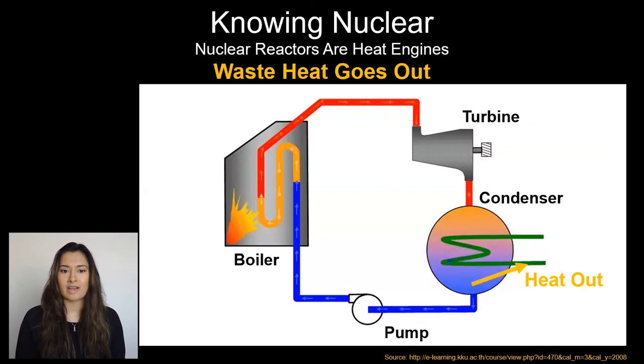The water then goes around to the condenser, and that condenser actually allows the waste heat to be removed and taken out and pumped into something like a lake. We have to pump the now cool water back into the boiler so that the whole cycle can repeat itself. We have a closed loop of water circling around over and over and over again.